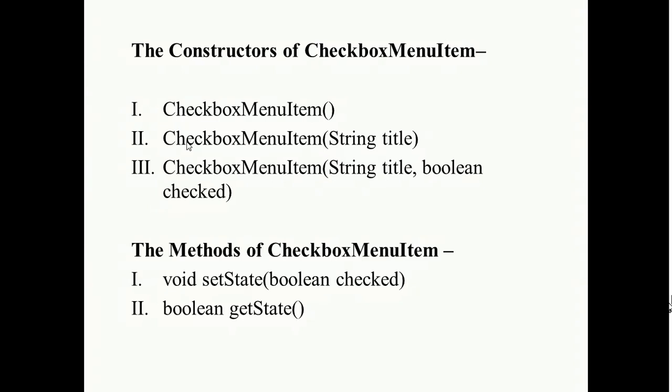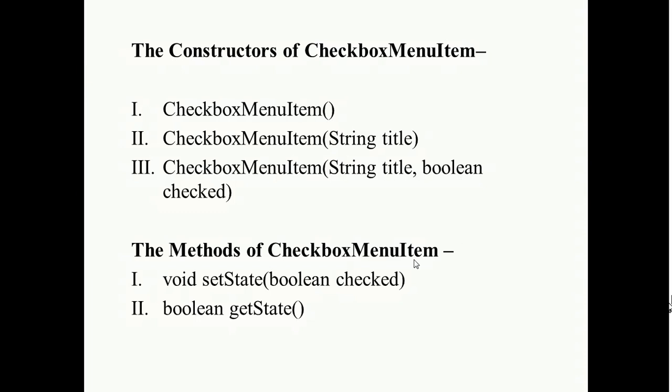The second constructor has one parameter, that is String title. See here, CheckboxMenuItem(String title). This constructor creates a CheckboxMenuItem with a title on it. And the third constructor has two parameters, that is String title and boolean checked. This constructor creates a CheckboxMenuItem object with the title and checked state.